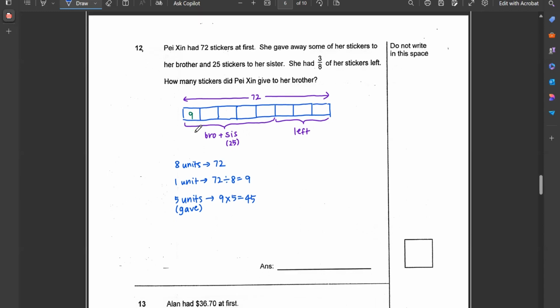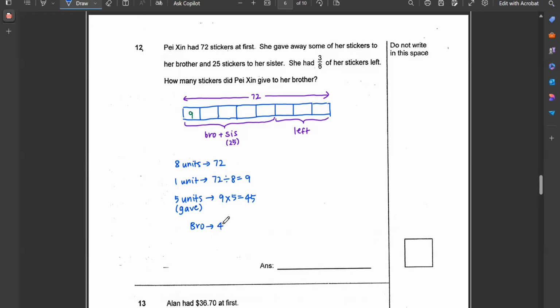All right. Now, that means both brother and sister together is 45. Can you see sister is 25? And that means we can easily find out what she has given to her brother. You can just use your 45 that she gave away minus away what she gave to the sister. So that's it. That means she has given 20 stickers to her brother.